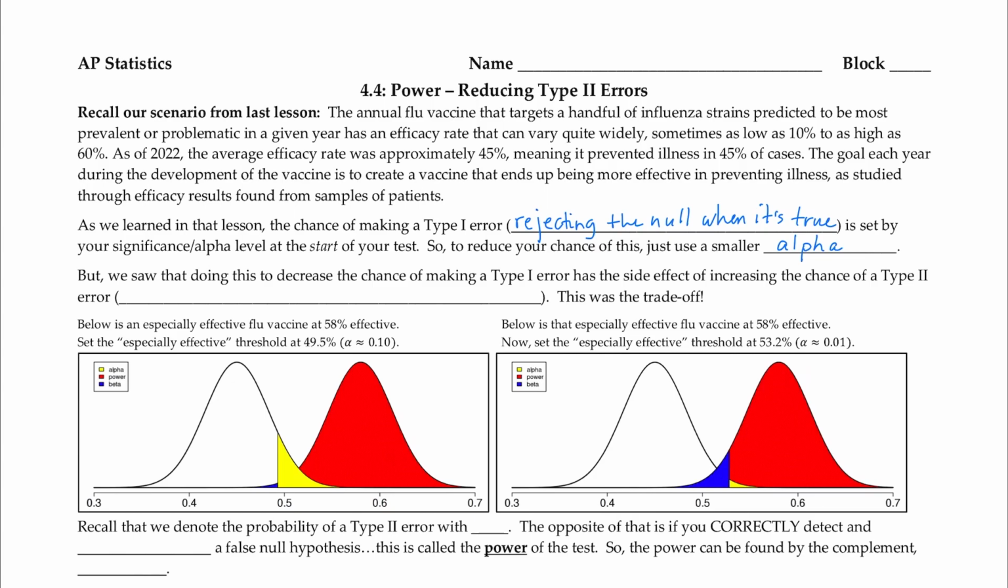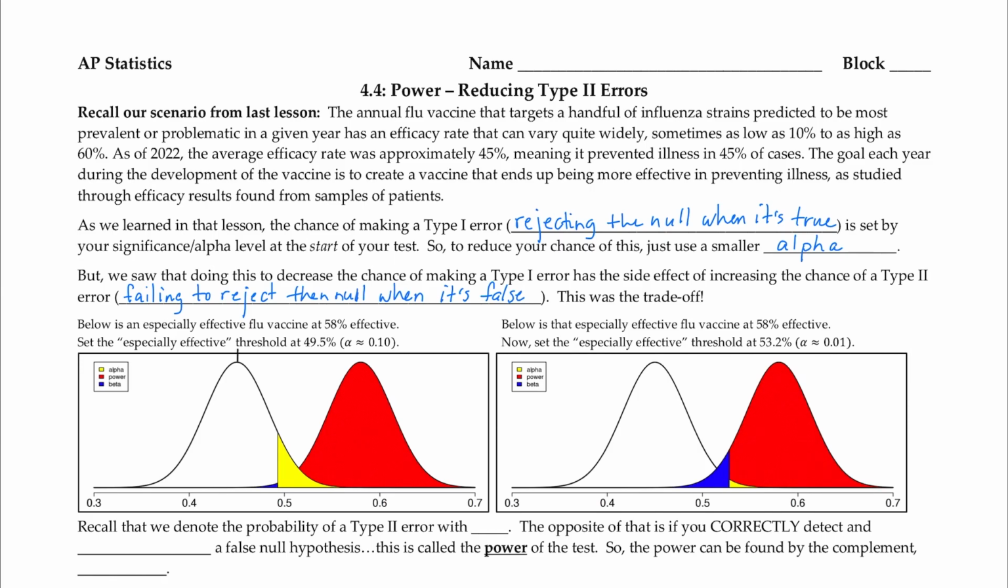But we also saw that when you do that, there's a little bit of a ripple effect. When you decrease the chance of making a type 1 error, the side effect is that it increases the chance of making a type 2 error. Remember, type 2 error is when we are failing to reject the null when it's false. So that's when we are failing to reject, but in fact, we know that the null hypothesis is false. So that's the trade-off there. And we briefly went over it. Here again are those examples for you.